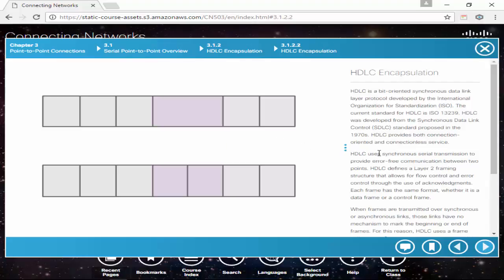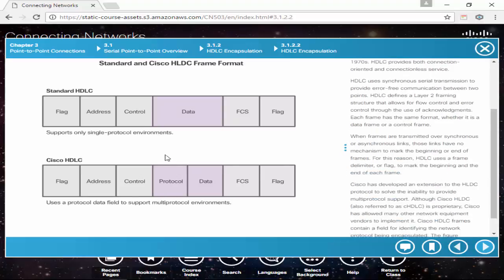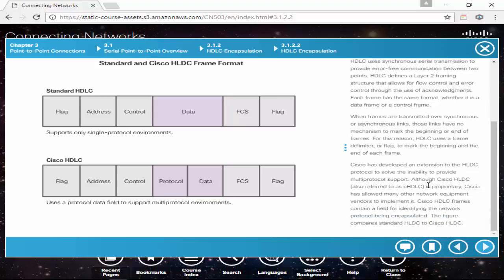Okay, so HDLC. Cisco has its own version of HDLC, and as you can see, it has a protocol field in it. The protocol field solves the inability to provide multi-protocol support, right? So that's going to be our layer 3 information. Anyways, here's the standard. This is our default.